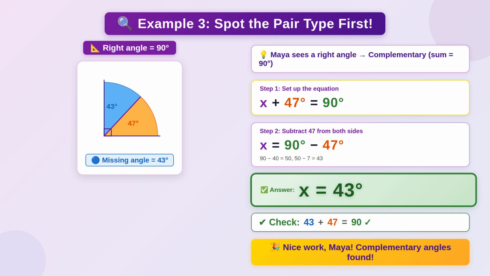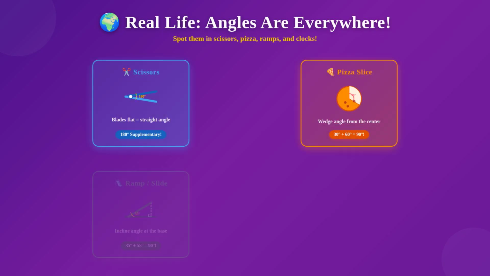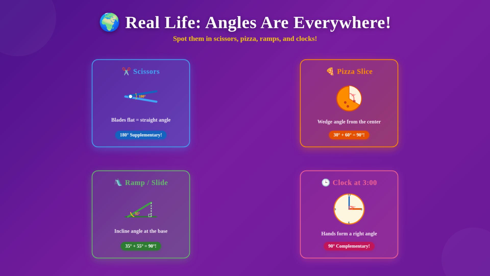Let's compute that carefully. 90 minus 47. 90 minus 40 is 50, and 50 minus 7 is 43. So x equals 43 degrees. Check. 43 plus 47 equals 90. Correct. Nice work, Maya. Maya just realized something cool.